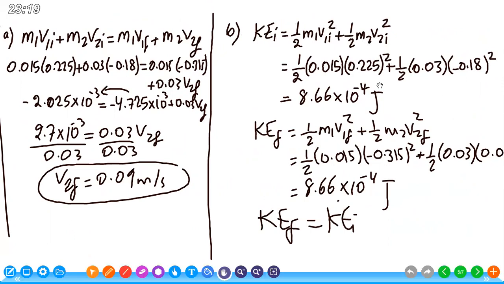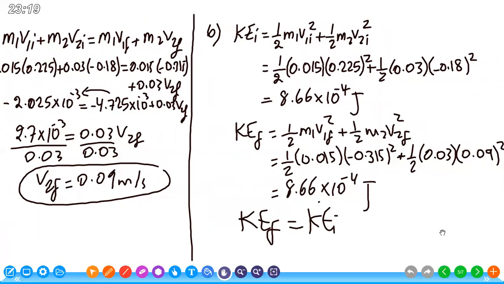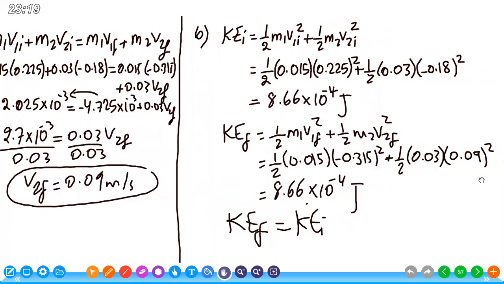Then part B, to verify the kinetic energy conservation, do the conservation of energy and find kinetic energy initial using this equation, and find kinetic energy final now using this equation. The two V finals now are separate, so every mass has its own V final velocity. This was V1 final and we got V2 final. Here, please be careful: if the velocity is negative, put it in brackets, with the square outside the bracket. I am getting here 8.66 times 10 negative 4 joules, and also for kinetic energy final, the same answer. So I am sure now that the collision is elastic, perfectly elastic. Why? Because the kinetic energy is conserved.